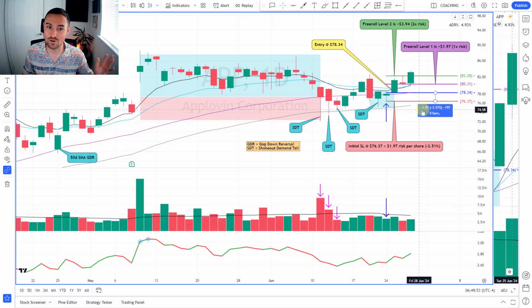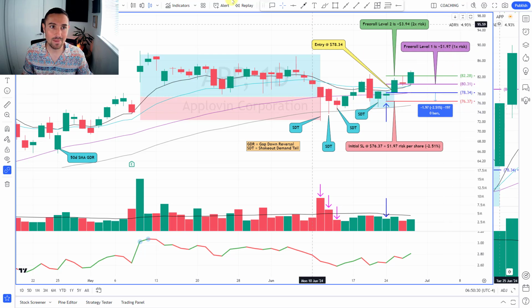That means I have $1.97 risk per share, which equates to 2.51%, but we're just going to keep it in the dollar figures here, okay? So $1.97 risk. So initial stop loss at 76.37 equals $1.97 risk per share. Now you'll see where we've got free roll target level, or free roll level 1. Usually I call it target, right? But it's up here at 80.31. Why is it at 80.31? Well, if you do 80.31 minus $1.97, you get 78.34.